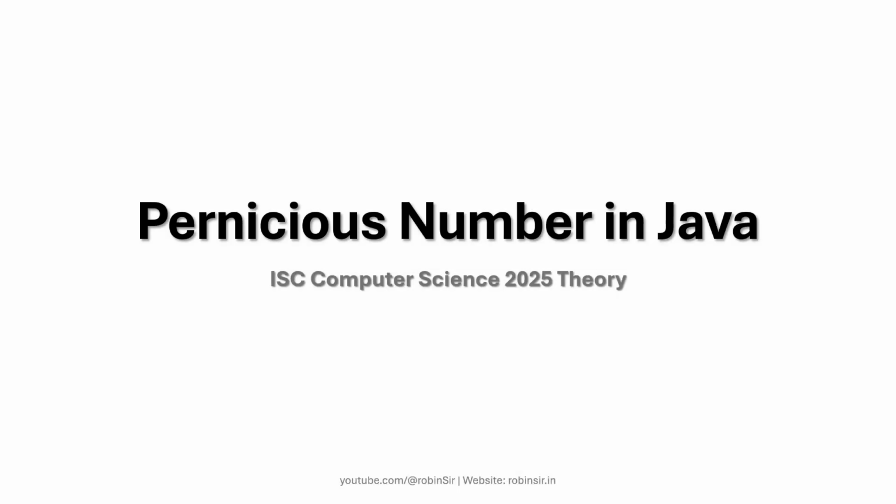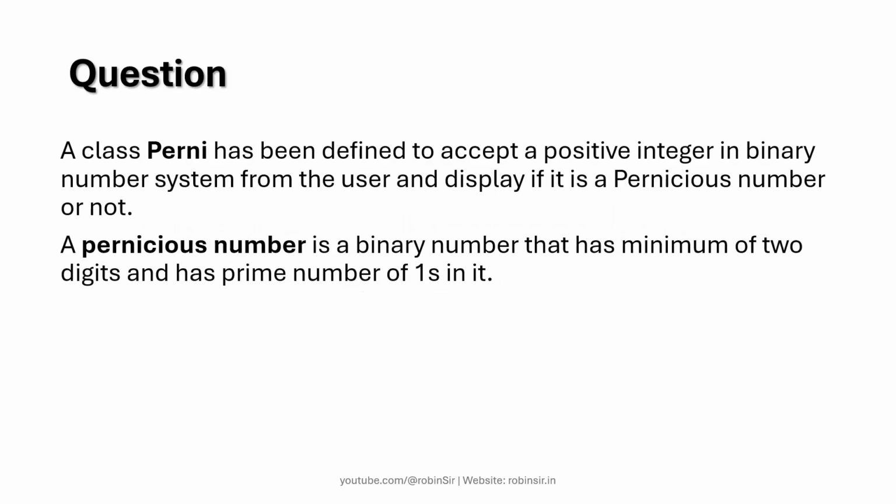Hello and welcome. In today's class, we'll see how we can write a Java program to check if a given number is a pernicious number. This question appeared in the ISC Computer Science 2025 theory paper. According to the question, we have to define a class to accept a positive integer in binary number system from the user and display whether it is a pernicious number or not.